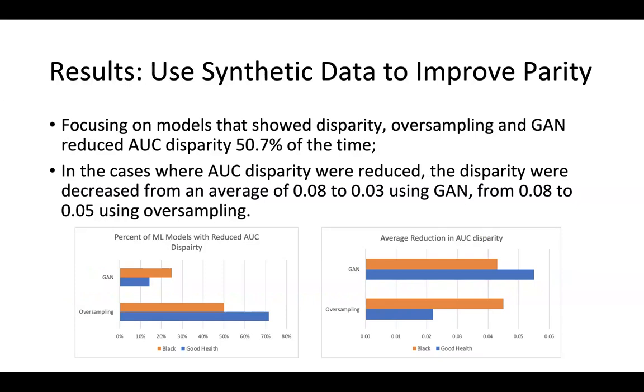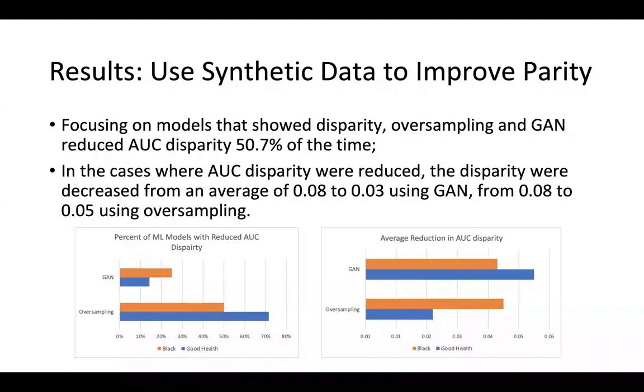Turning our attention to mitigating disparity, we focused on models that exhibited disparity and employed oversampling and GAN techniques. Encouragingly, 50.7% of the time, our oversampling and GAN did reduce AUC disparity when using these synthetic data methods. Furthermore, in cases where AUC disparity was reduced, GAN exhibited a decrease from an average of 0.08 to 0.03, while oversampling reduced it from 0.08 to 0.05, meaning less disparity.